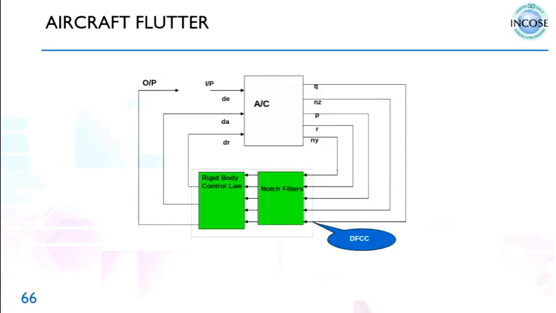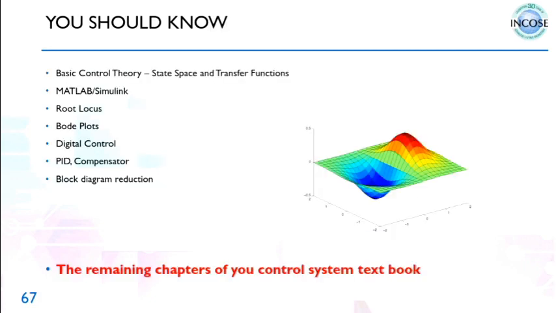Some of these things are not taught at a BTech level, maybe at a PhD level perhaps, or an MTech level to some extent, I would say, if you are into aerospace. So this is what is done. But in industry, it is very, very important. To know all this, if you want to do these things, you should know the controls theory, you should know root locus, digital control system, PID compensation, block diagram reduction, and the remaining chapters of your control system textbook. This is what is required if you want to come to this level.